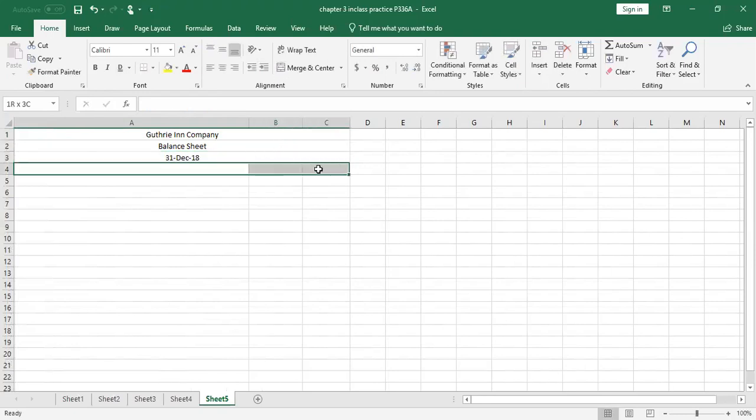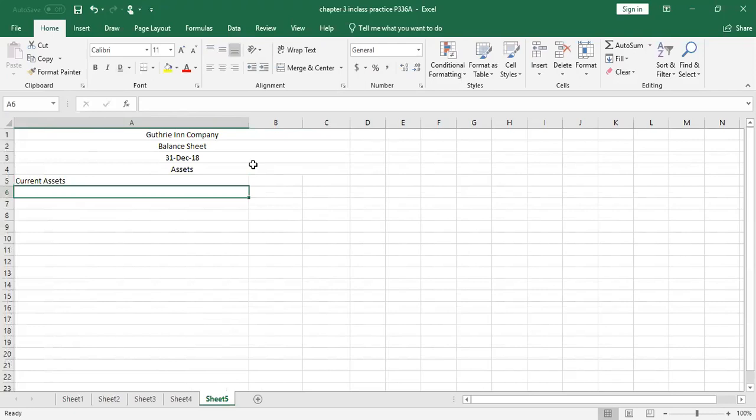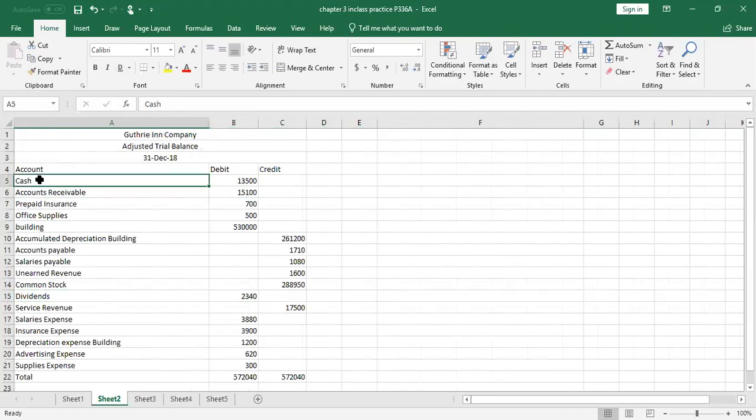Okay, so the first items we list are going to be the assets. That doesn't change either. So I'm going to label my columns assets. But now my first type of asset will be current assets. So you've got to label those. And then I'm going to come back over to my trial balance and say, okay, what were the current assets? Well, there's cash, accounts receivable, prepaid insurance, and office supplies. So those are my four.